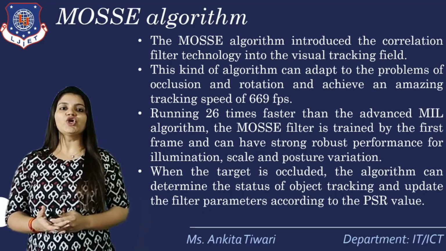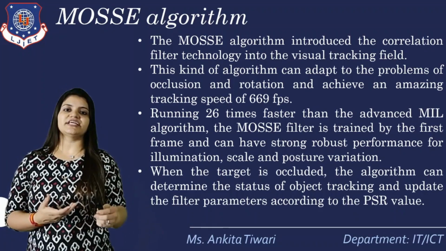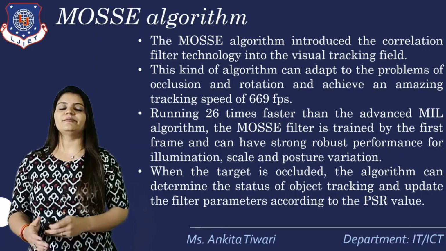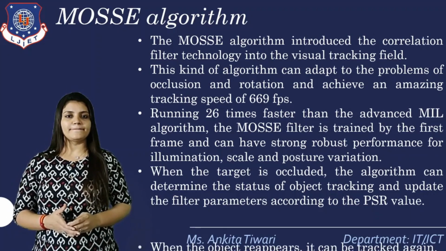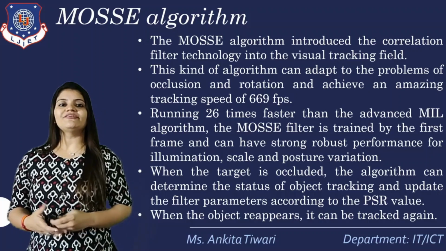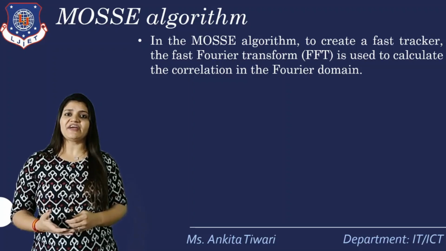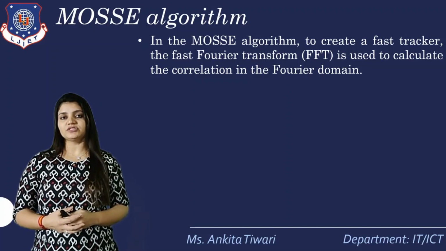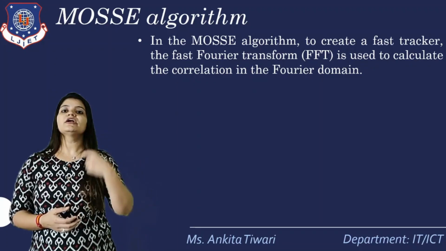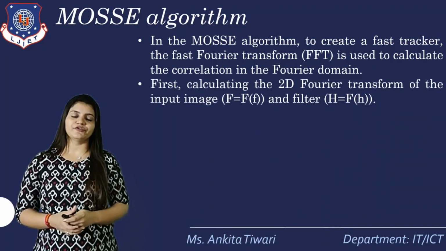When the target is occluded, the algorithm can determine the status of the object tracking and update the filter parameters according to the PSR values, so that the target can be tracked again. In the MOSSE algorithm, to create a fast tracker, the fast Fourier transform is used. This technology is used to calculate the correlation in the Fourier domain.